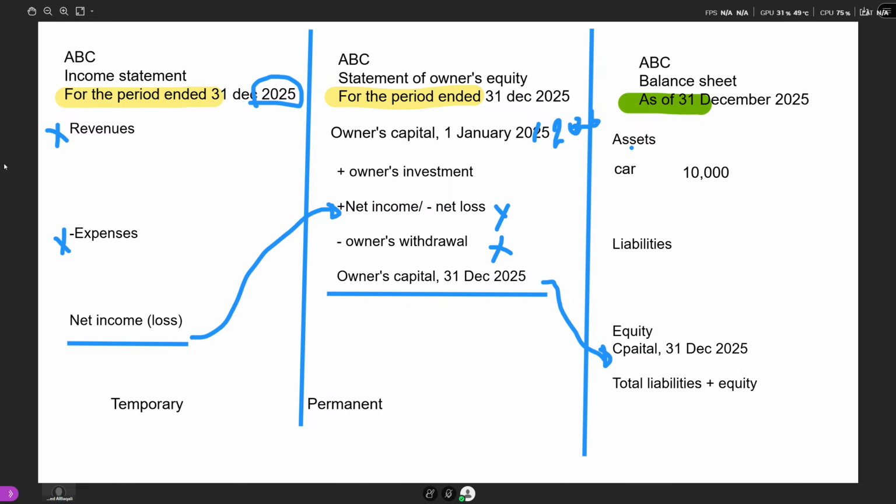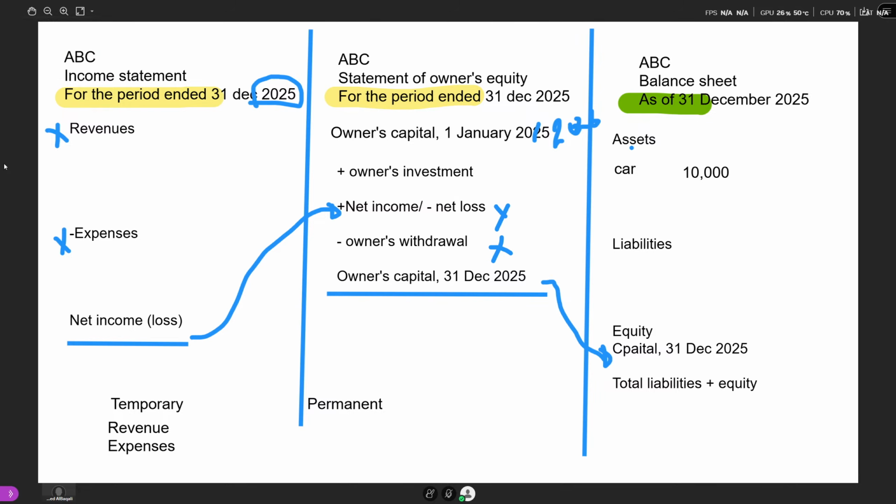All right, so we have some accounts that are temporary and some accounts that are permanent. Temporary means مؤقت, permanent means دائم. Temporary accounts are only relevant for one accounting period. They are not relevant for the upcoming accounting period. So based on the discussion so far, my revenues and my expenses are only relevant for this accounting period. Next year, I'll have new revenues and new expenses.